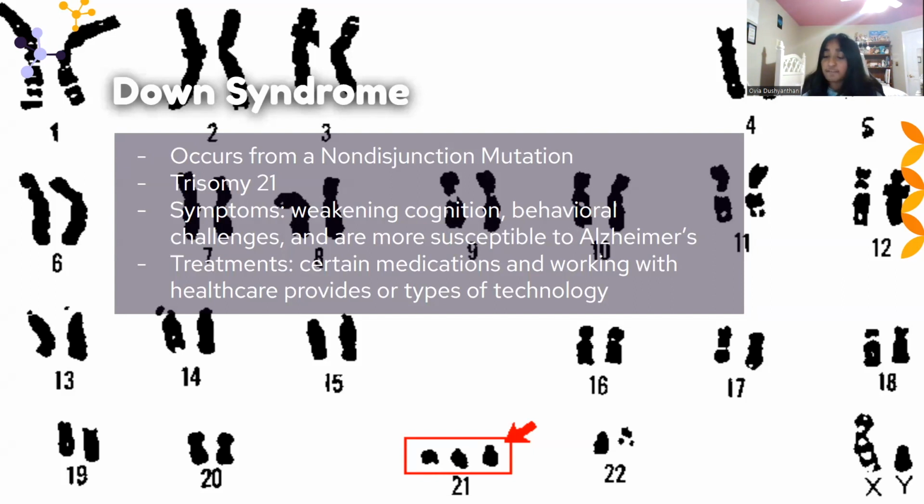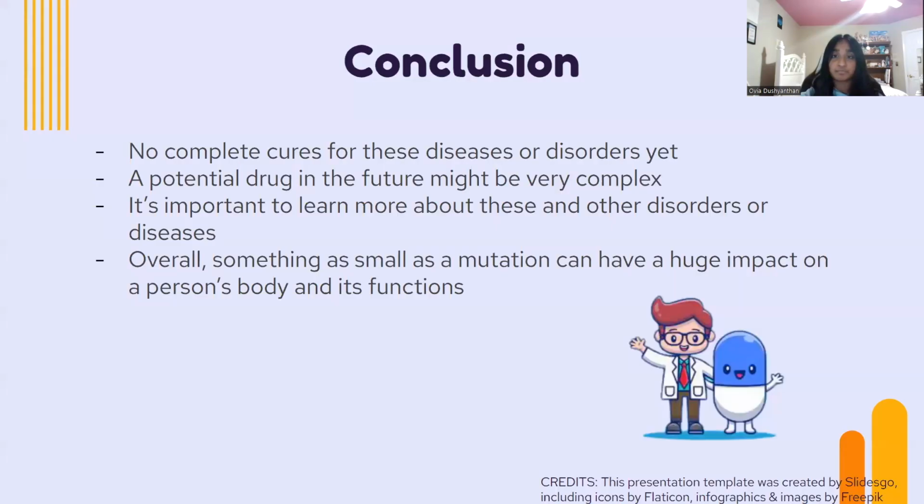This can cause the affected person to have weakening cognition as they get older, behavioral challenges, and they're also more susceptible to Alzheimer's, which is a disease relating to memory loss. Treatments relate to certain medications, working with healthcare providers, and also working with types of technology.